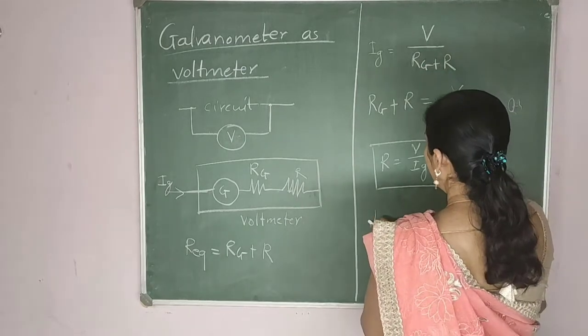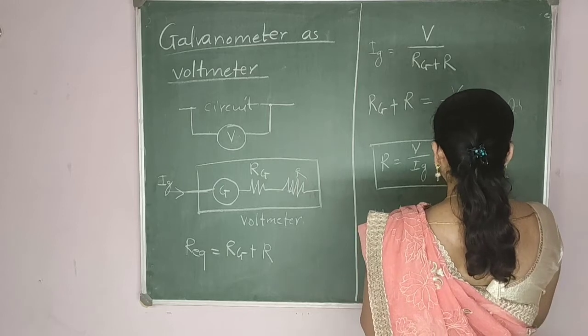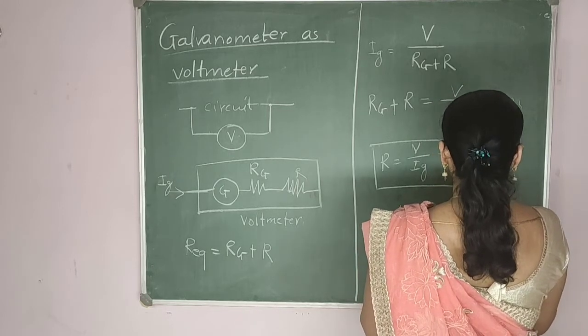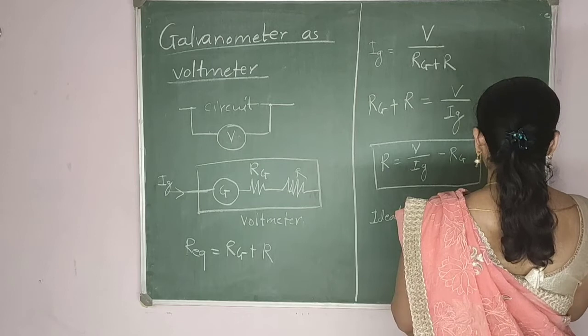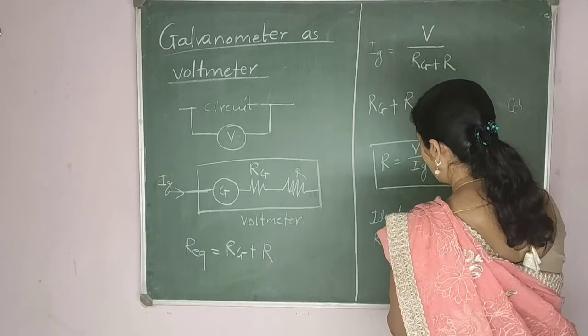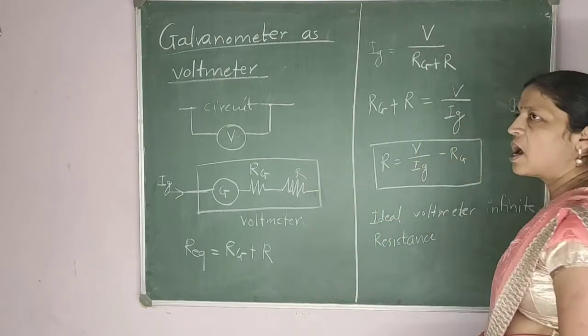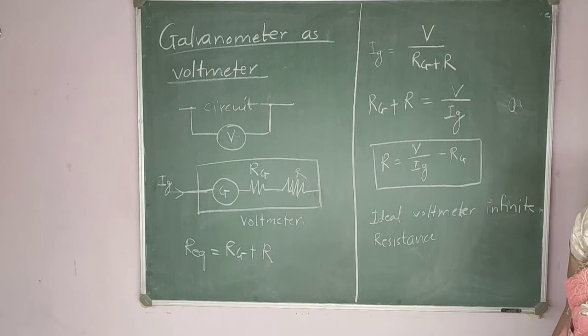So an ideal voltmeter has infinite resistance. Or you can say a voltmeter is a galvanometer with a very large value of resistance.